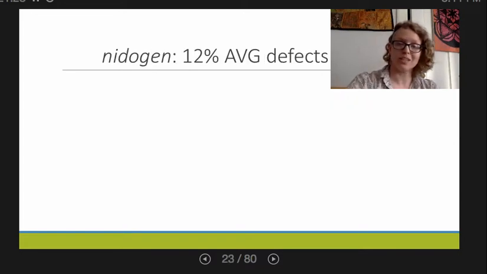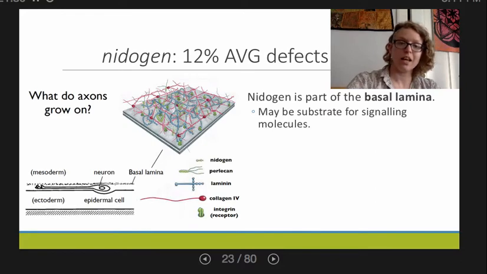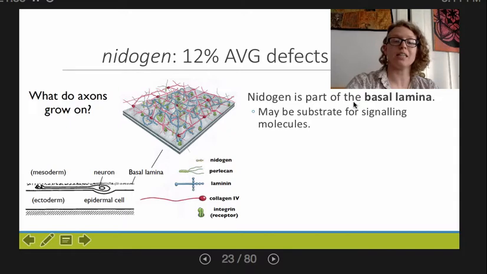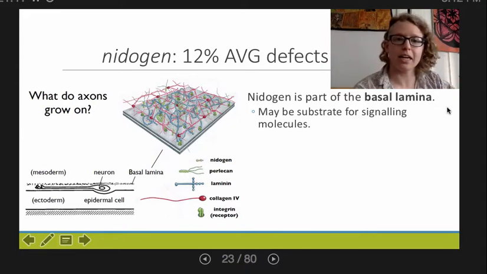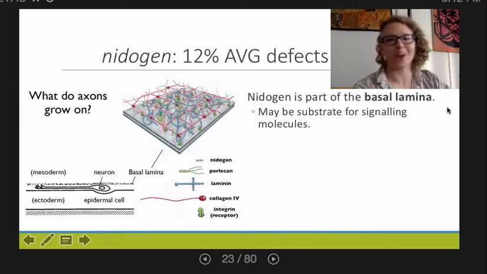So, this brings us to nitrogen. Nitrogen is a part of the basal lamina. Basal lamina is an important developmental thing. It's in every gastrulated animal. It runs between the mesoderm and the ectoderm, where the neurons go.